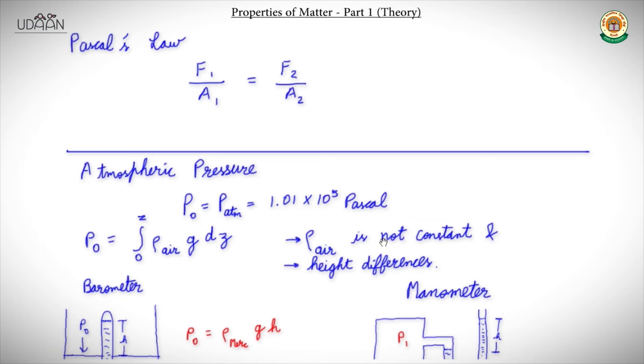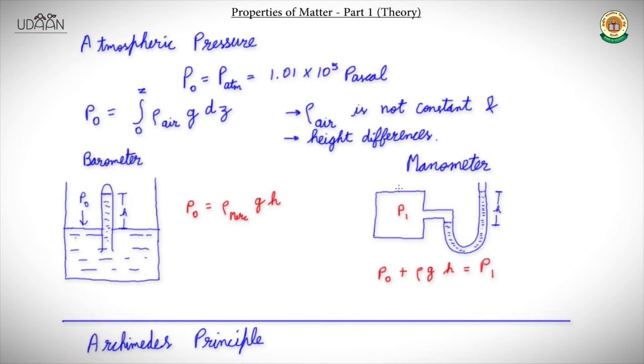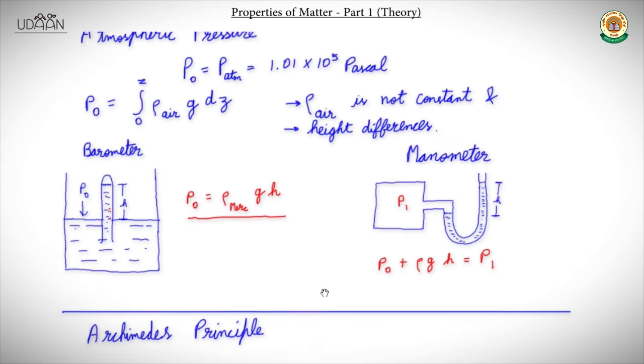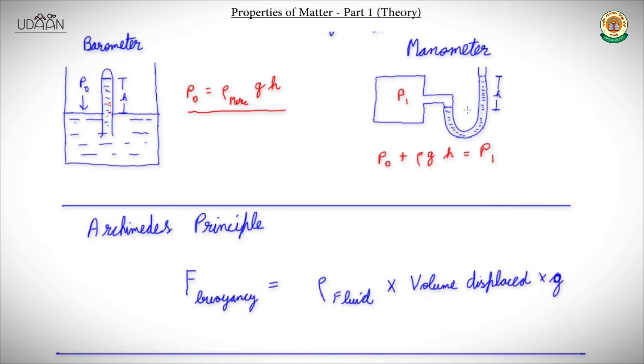Now we define the working of two meters, barometer and manometer. These are both pressure measuring devices and are governed by these formulas. In a barometer, P0 is equal to rho mercury G H, where the fluid is mercury here. In a manometer, P0 plus rho GH is equal to P1. Both contain mercury here, but you can take any liquid, and normally mercury or alcohol is used.